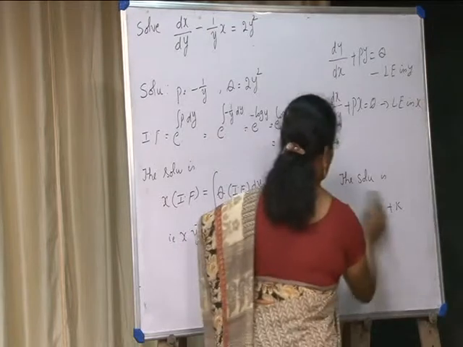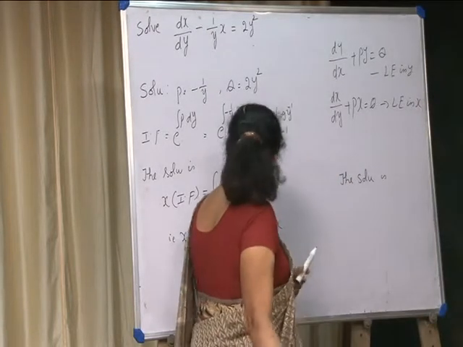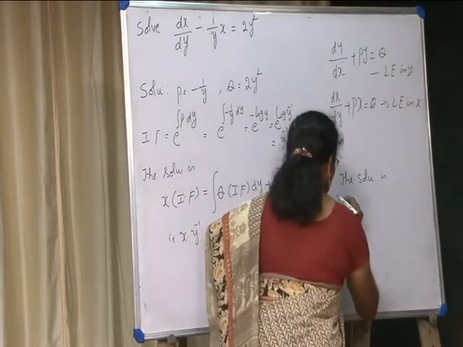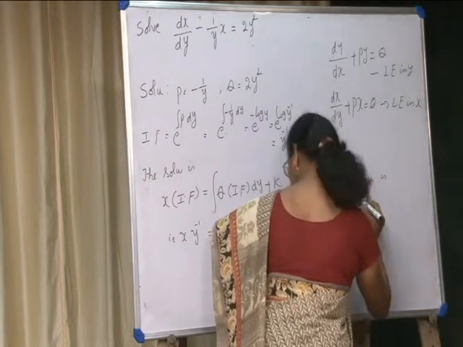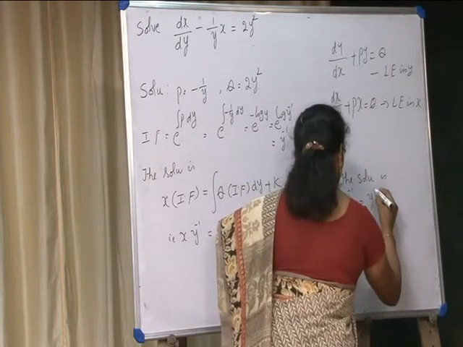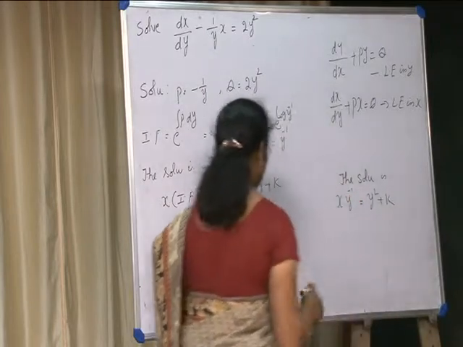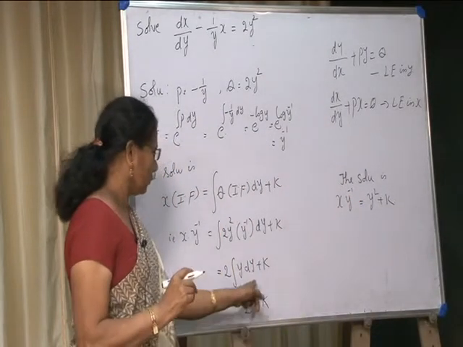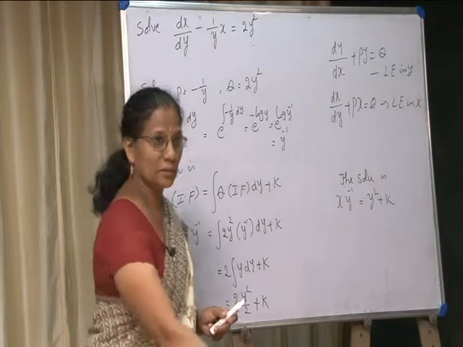Therefore the solution is x into y to the power of minus 1 is equal to y squared plus k. The 2 get cancelled, and we are going to get y squared plus k.